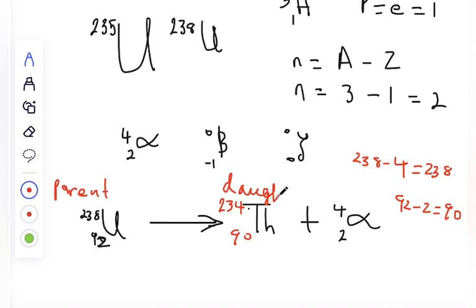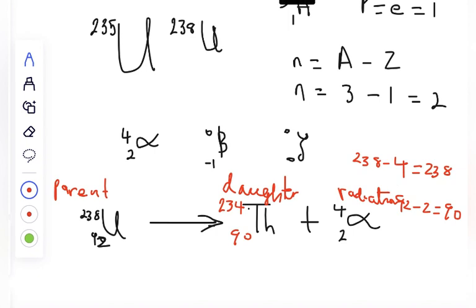This is the daughter nuclei, and this is the alpha particle. This is the emitted radiation, the radiation that is emitted from the disintegration, or the decay, of uranium. So an alpha particle has been emitted from the substance.